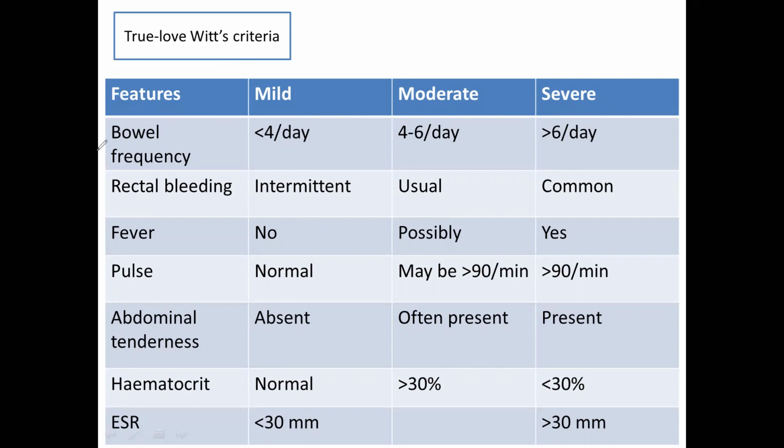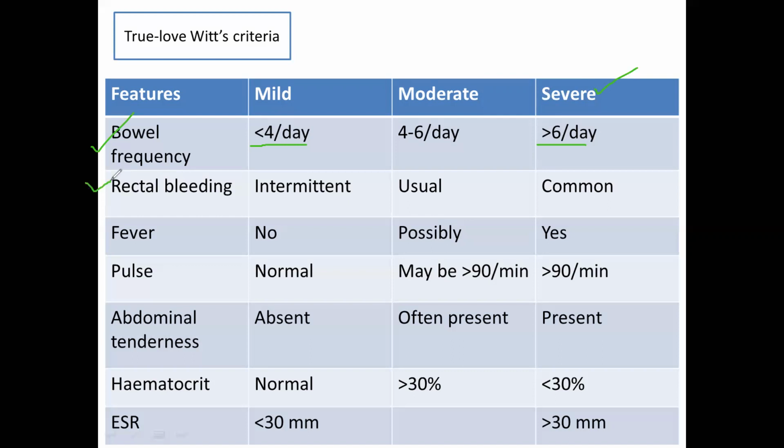In that, first is bowel frequency. As we have already seen in the previous lecture, in inflammatory bowel disease you will get diarrhea, or you can say increased bowel frequency. If bowel frequency is usually less than 4 per day, it can be categorized as mild. If it is 4 to 6 per day, then it is moderate. And if bowel frequency is more than 6 per day, it is considered severe.